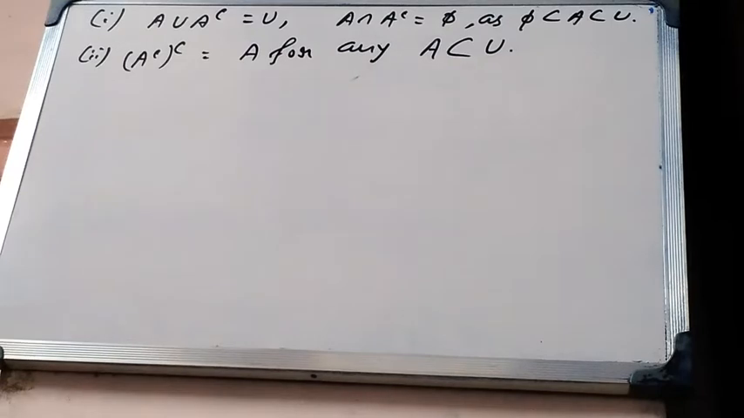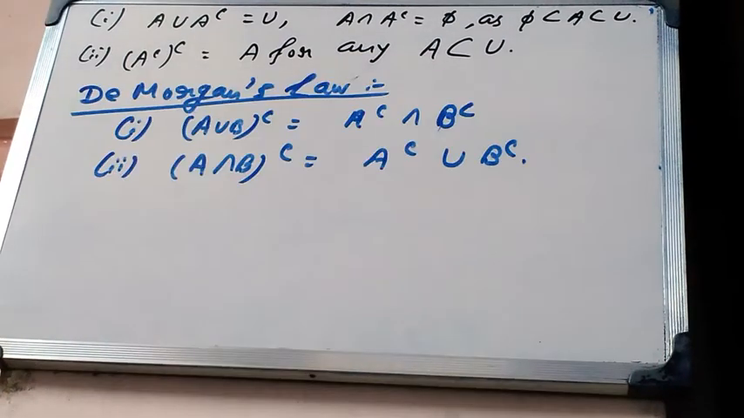Next we are to proceed towards De Morgan's law. It's an important property of complement of a set. De Morgan's law says A union B whole complement is equal to A complement intersection B complement, and A intersection B whole complement is equal to A complement union B complement. Now we can prove all this by the previous process. Let's prove the first one.